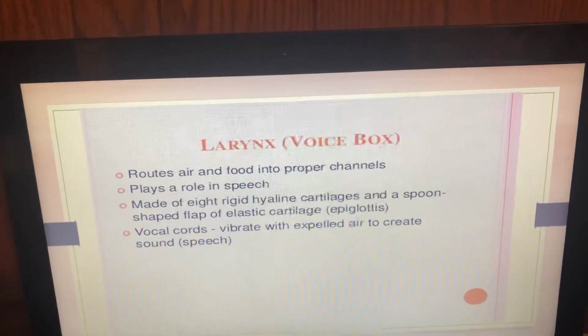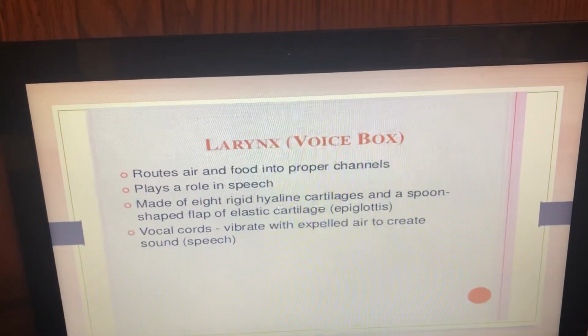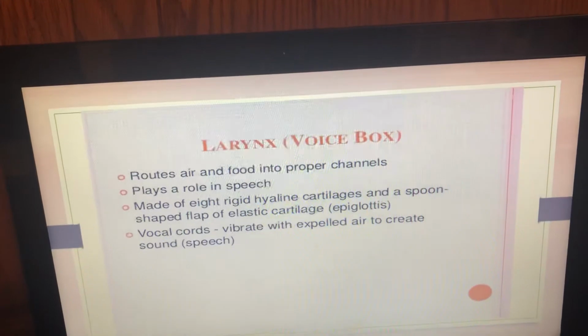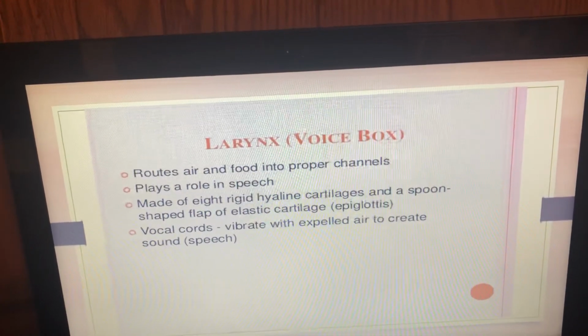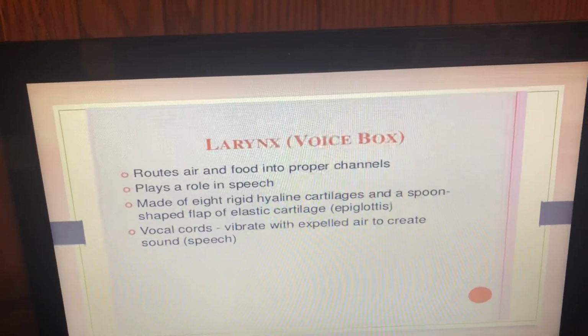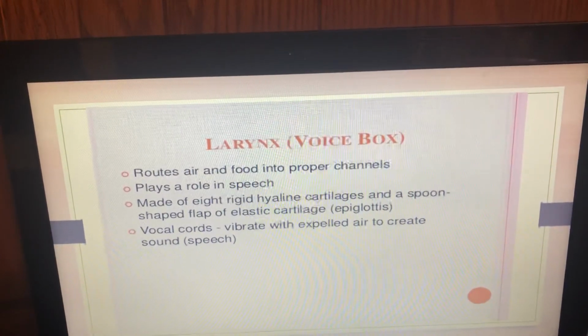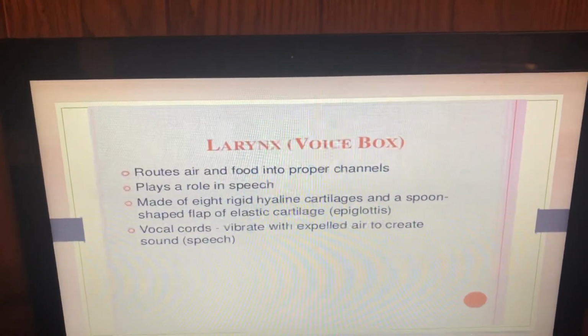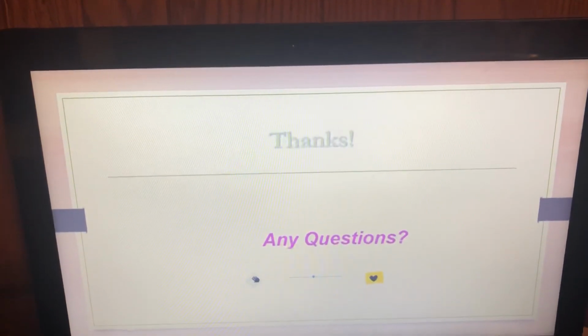Larynx, voice box: routes air and food into proper channels, plays a role in speech, made of 8 rigid hyaline cartilages and a spoon-shaped flap of elastic cartilage, the epiglottis. Vocal cords vibrate with expelled air to create sound. Speech.